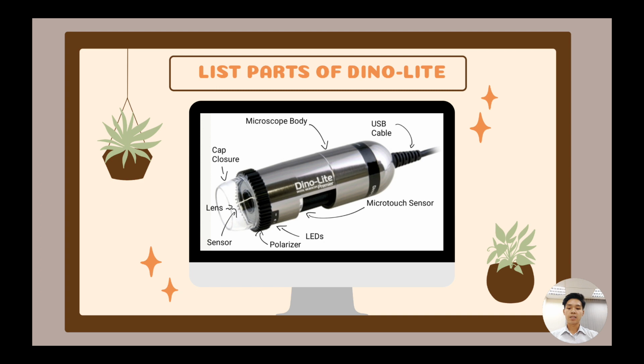Number eight is sensor, the 5 megapixel CMOS sensor that captures high resolution images and video. The resolution is 2592 multiplied by 1944 pixels and the maximum frame rate is 30 fps. And for the next part, I will hand over to Muiz.